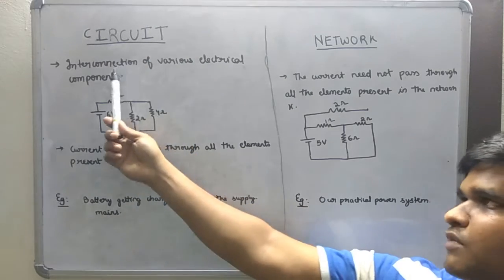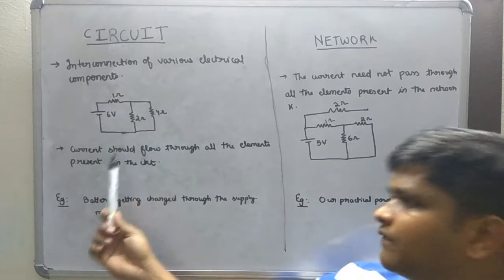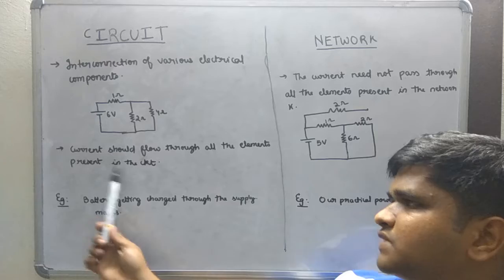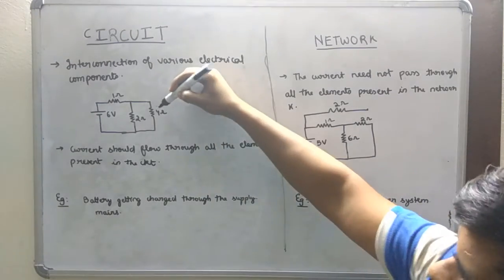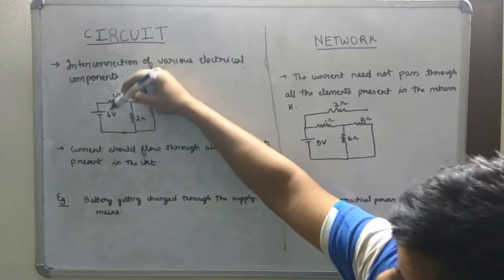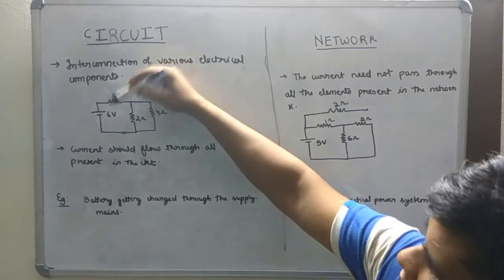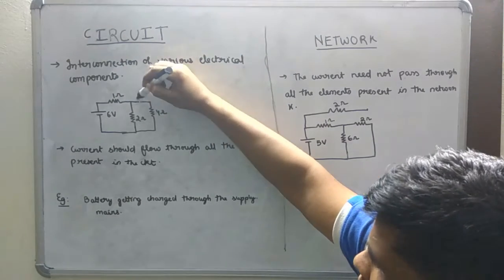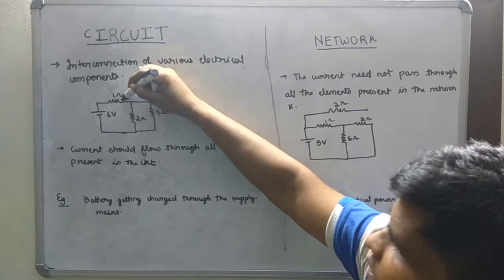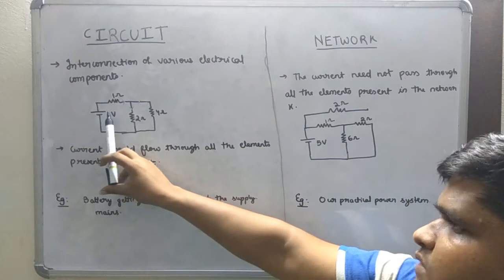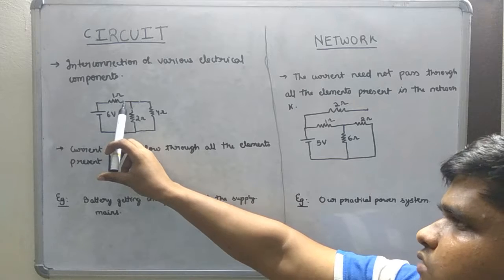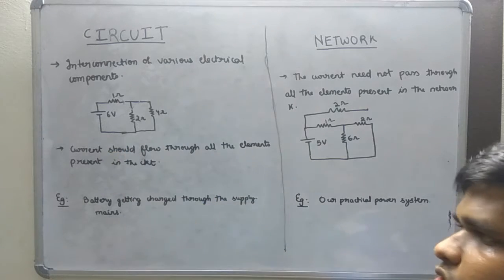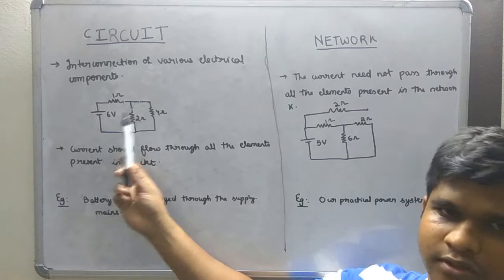But that interconnection can be called a circuit only if the current flows through all the elements present in the circuit. As you can see in this circuit, there is a 6-volt source and there are 3 resistances. And if you see, there is a closed path through all the resistances here, which implies that the current from this 6-volt source will pass through this 1 ohm, this 2 ohm, and this 4 ohms also. That's why this is called a circuit.